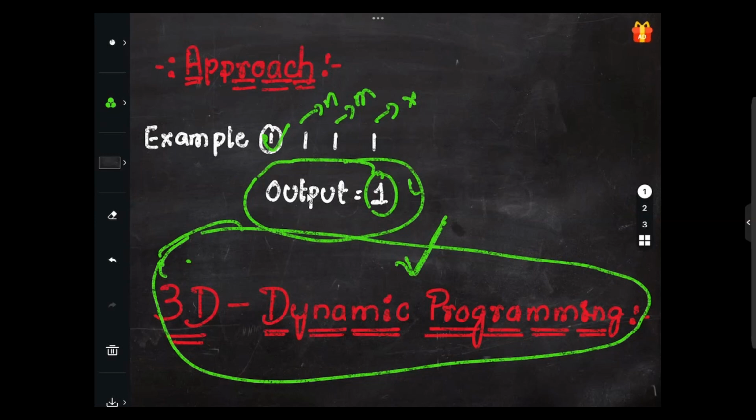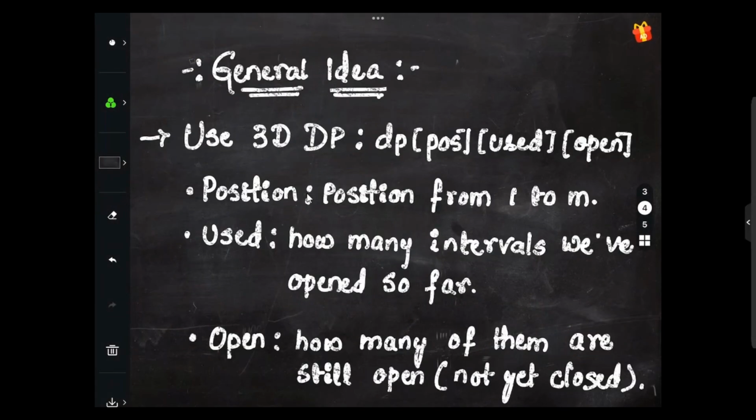Before hopping into the complexities part, let's see the general idea as well. As I have said, we'll be going with dynamic programming. So let's see how we will make use of dynamic programming to write the code. We will be making use of 3D DP, considering position, used, as well as open.